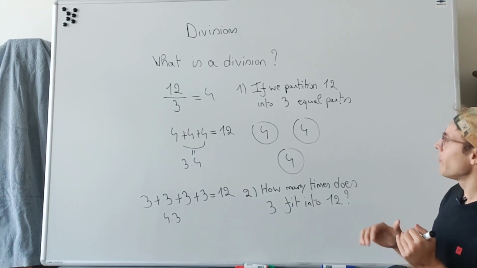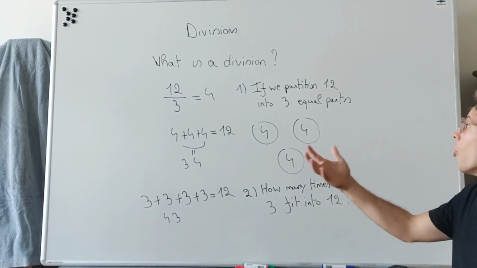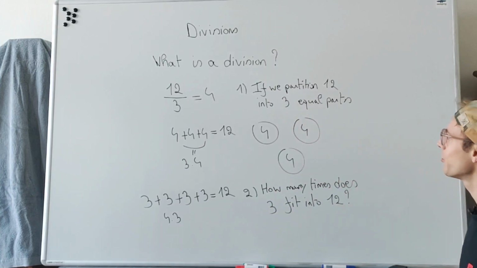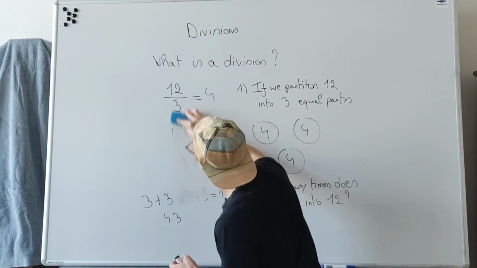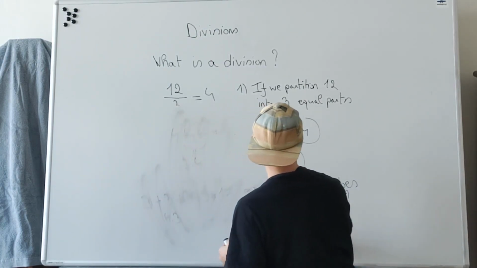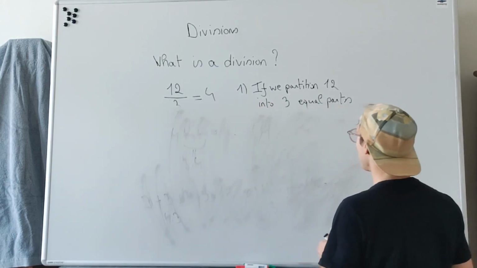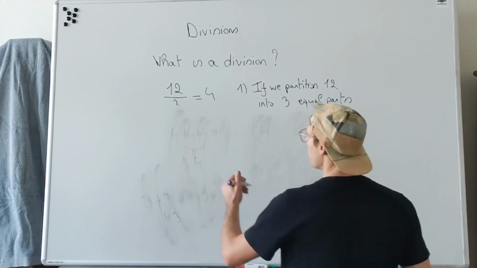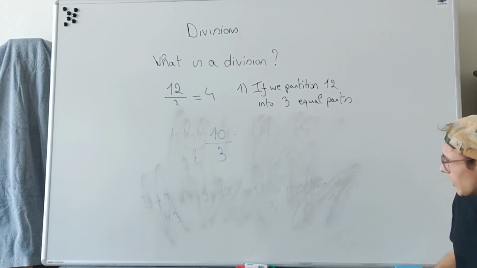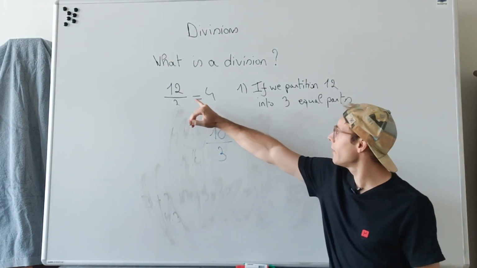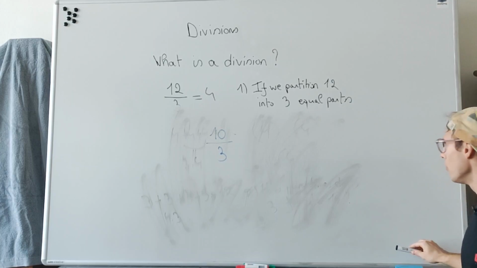Now, this particular example is easy. Well, 12 divided by 3, it's 4. It's a positive number. It's a whole number. Positive whole number. It's a natural number. But it does not always need to be. For example, if we look at the number, do this in blue, 10 divided by 3. So this is a fraction. Of course, 12 divided by 3 is also a fraction. A fraction is just a whole number divided by another whole number, which is not 0.